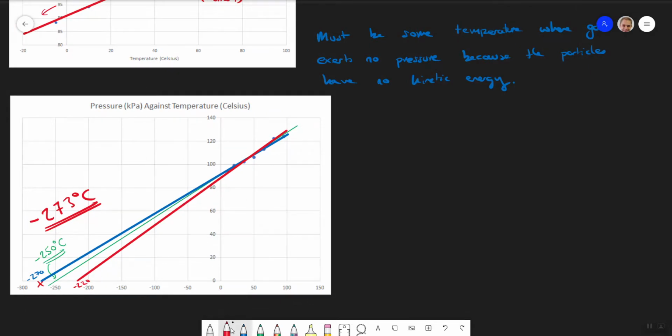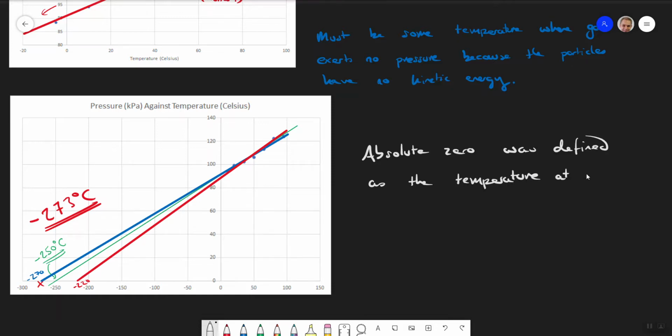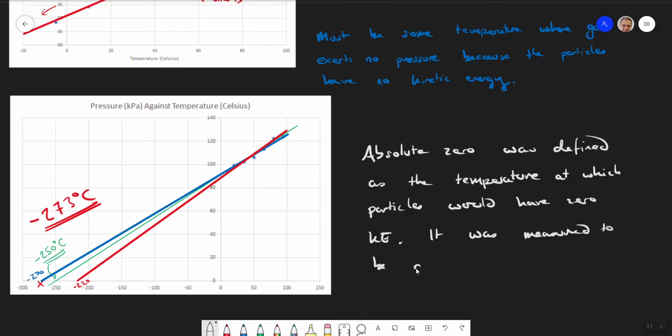So absolute zero was defined as the temperature at which particles would have zero kinetic energy, and it was measured to be at minus 273 degrees Celsius. And so that became this sort of number.